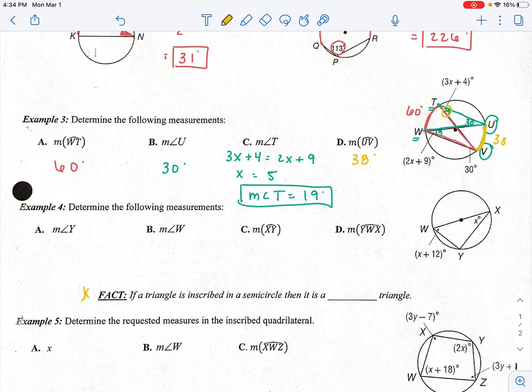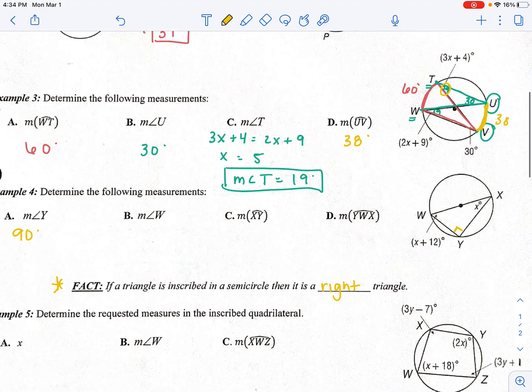All right, up here, one fact here. This is a really important fact. All right, if a triangle is inscribed in a semicircle, so you notice this triangle WXY is inside that circle, then it is a right triangle. And the angle here that's a right triangle is right here at angle Y. So they want to find what angle Y is. Well, that's 90 degrees because it's a right triangle.